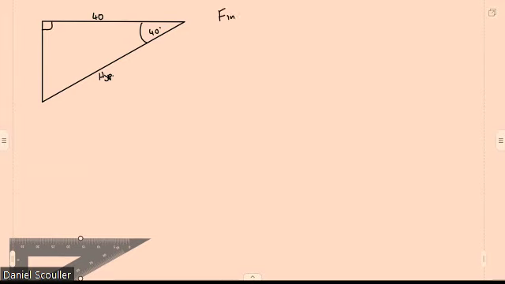I want to find the hypotenuse. Okay. So right angle triangle, the top and lower. Okay. What have we got this time? Well, for the angle. Okay. We're looking for the hypotenuse.